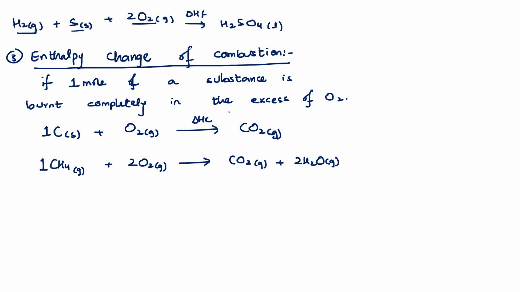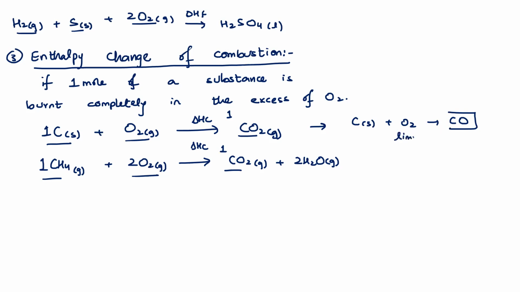So what we see here is 1 mole of a substance that is completely oxidized by oxygen. It won't be combustion if we have something like this: C solid, O2, CO. Why is that so? Because it is not completely burnt. It's a limited supply of oxygen. So we need an excess supply of oxygen for it to happen. So that won't be heat of combustion. Do you get this? Yes.